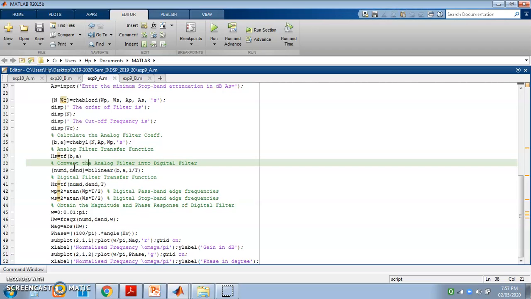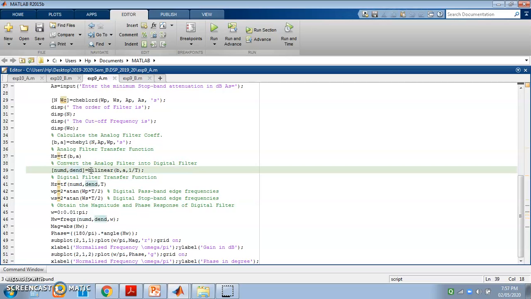It can be converted into the equivalent digital filter simply by using the bilinear transformation as in the Butterworth case. So numerator d, denominator d, bilinear of b comma a comma 1 by T. This particular line number 39 will calculate the digital filter's transfer function simply by replacing small s by 1 by T times (1 minus z inverse) upon (1 plus z inverse).